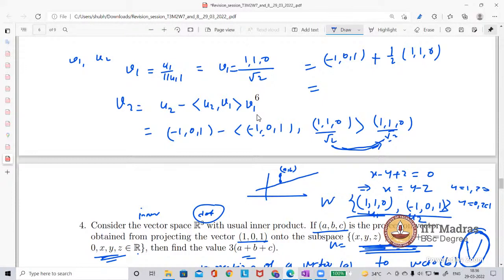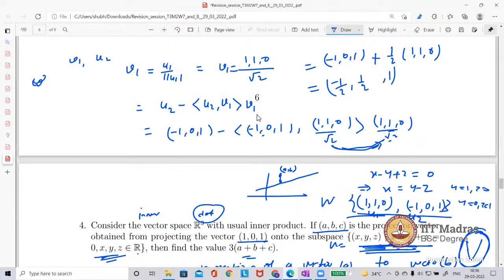So v2 will be after dividing with the norm. This will remain to be, see, this will give this one. Now v2 will be after dividing with the norm, so let's first find that one. It will be minus 1 by 2, 1 by 2, and 1.